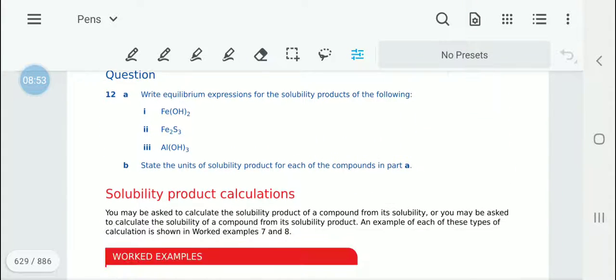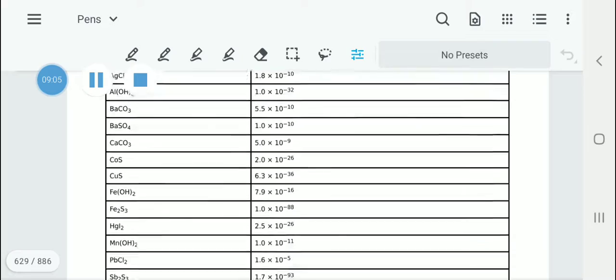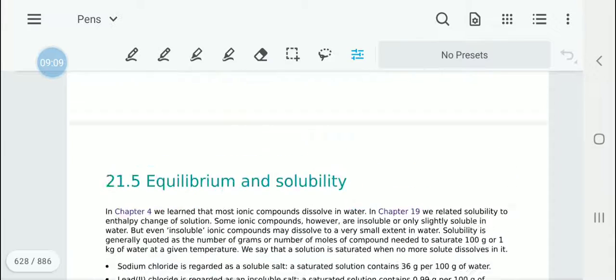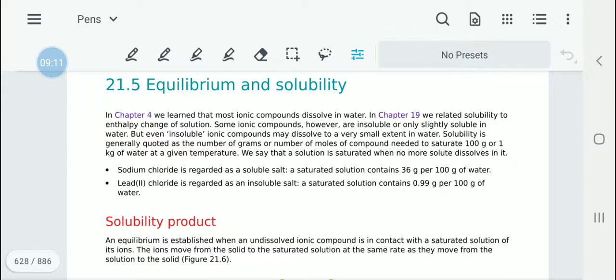If you understood, please do question number 12. But before that, let's write a note. Write down the note, solubility product. Most ionic compounds dissolve in water.